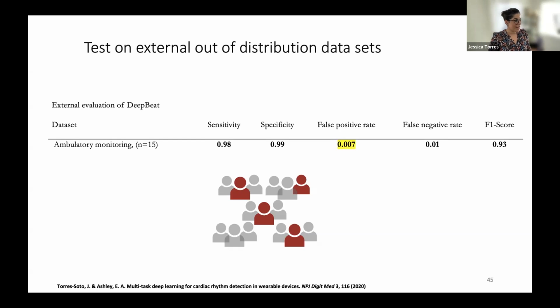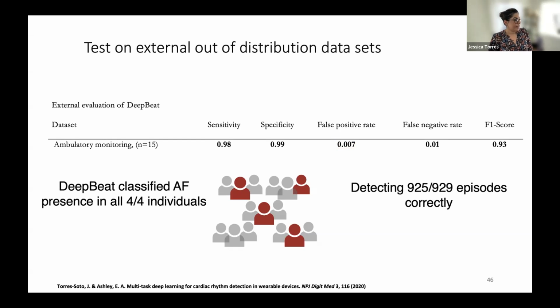Again, I'm highlighting the low false positive rate. And some people like to see the numbers. So we classified all 4 of them correctly. All 4 of the ones that had an event, we caught it, and we were able to classify 925 episodes out of 929 correctly. So we only missed 4.